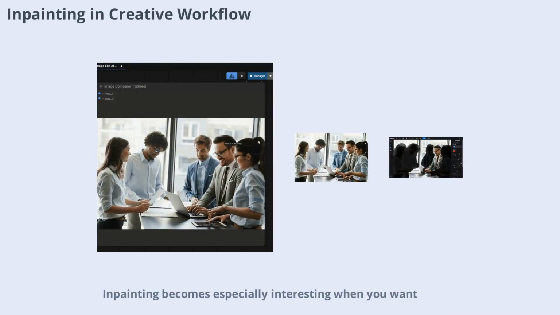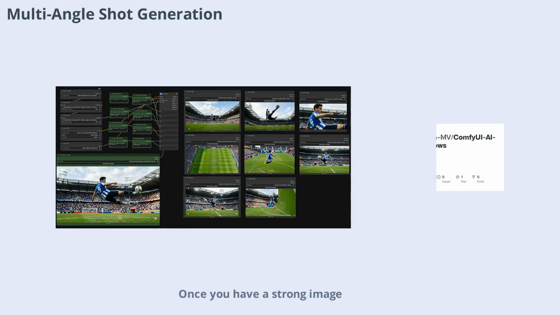Inpainting becomes especially interesting when you want to go beyond what's already in the image. By masking and describing the desired change, you can add, remove, or modify elements with precision. This is perfect for refining keyframes, correcting details, or introducing new story elements. The result is a seamless blend between the original and the new, maintaining visual coherence and narrative flow throughout your cinematic sequence.